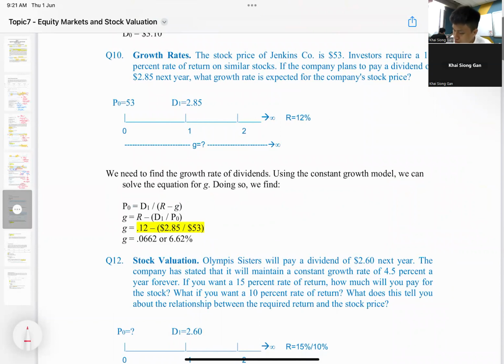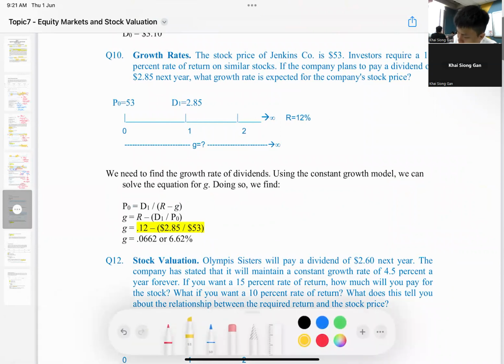Next one, to calculate the growth rate. The stock price of Jenkins Co is 53, the current stock price P0. Investors require a 12% rate of return on similar stocks, which is the required rate of return. If the company plans to pay a dividend of 2.85 next year, that is D1. What growth rate is expected for the company stock price? This is easy. You just calculate using the formula. P0 equals D1 over (R minus g). Then you move things around.